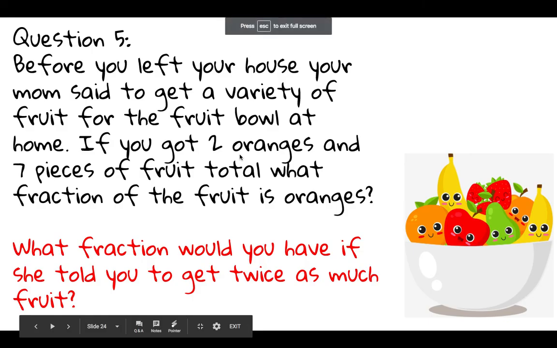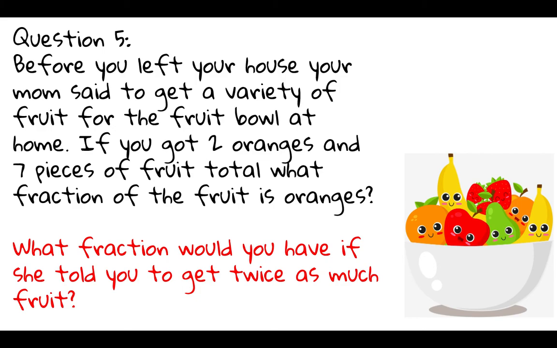And then question number 5 for your assignment sheet says, before you left your house, your mom said to get a variety of fruit for the fruit bowl at home. If you got 2 oranges and 7 pieces of fruit total, what fraction of the fruit is oranges? There's a little picture of a fruit bowl. It's not necessarily accurate with the numbers I chose for your question, so make sure that you use the numbers that I used in the problem. Write your fraction down for question number 5.